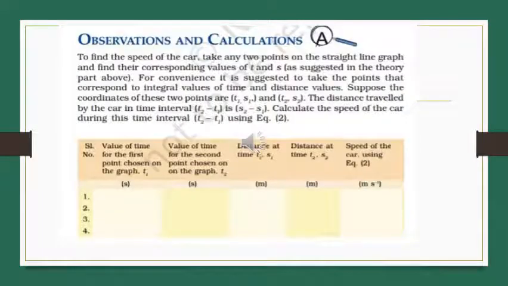Now observation and calculations. To find the speed of the car, take any 2 points on the straight line graph and find their corresponding values of T and S as suggested in the theory part. Already we have seen it in the book. For convenience, it is suggested that you take the points that correspond to integral values of time and distance. Suppose the coordinates of these 2 points are T1 S1 and T2 S2. The distance travelled by the car is nothing but the difference. Then calculate the speed of the car during this time and fill the table.